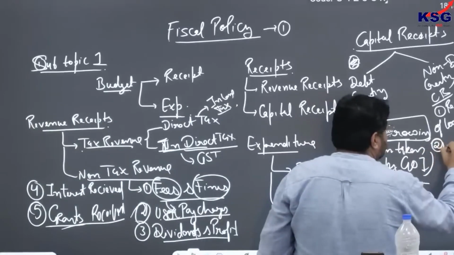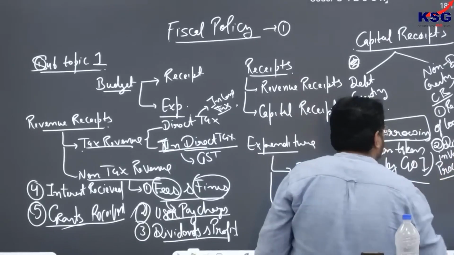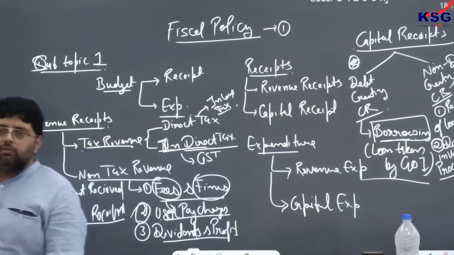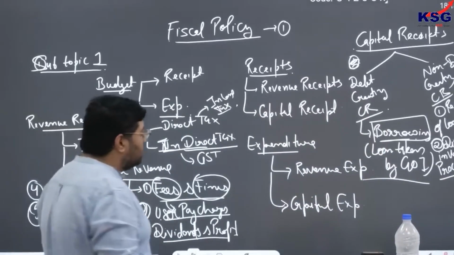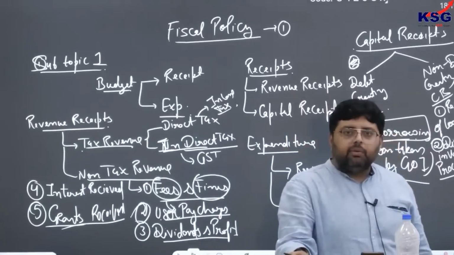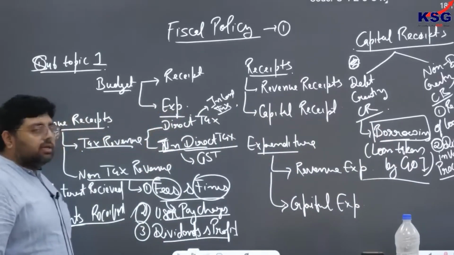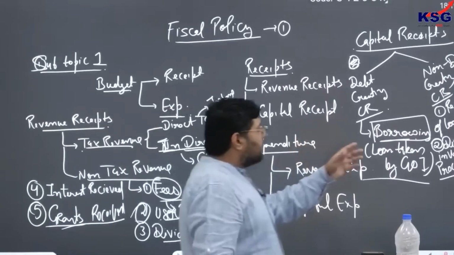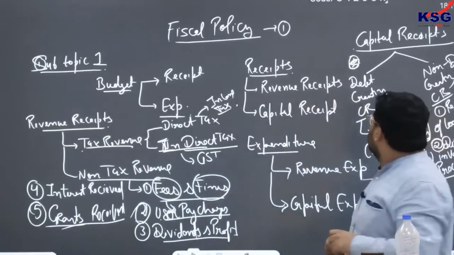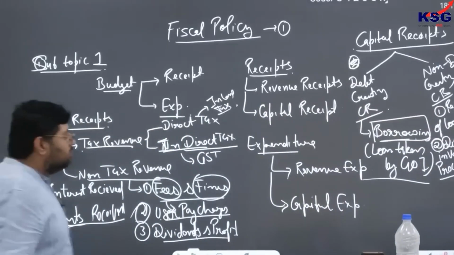And second is disinvestment proceeds. Clear? Whenever you go for disinvestment of your PSU, the government gets the money, that is called disinvestment proceeds. So ultimately they can again ask you, capital receipt include what? Capital receipts are of two types: debt creating capital receipt, which includes borrowing, and non-debt creating capital receipt, which includes recovery of loan and disinvestment proceeds.